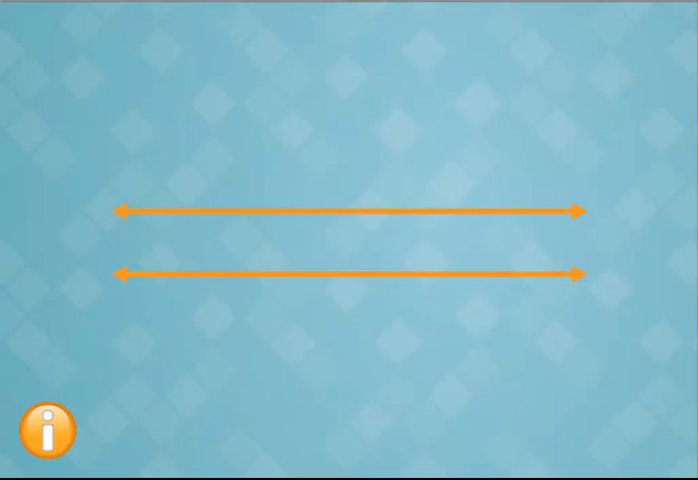Here are two lines that are parallel. Let's measure the distance between them. These lines are 1 inch apart at this point. They are exactly the same distance apart at this point. This means these lines are parallel.